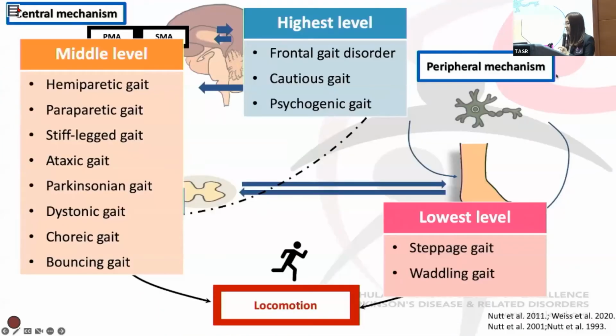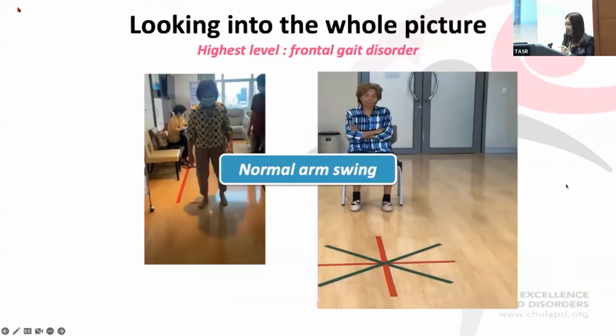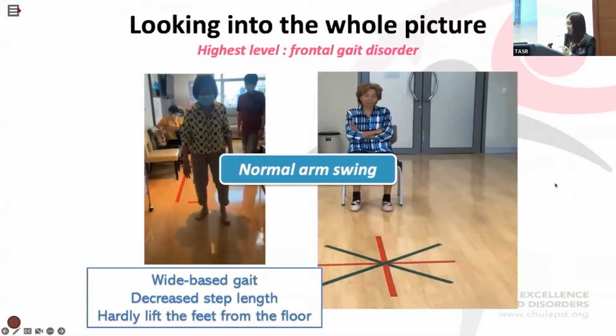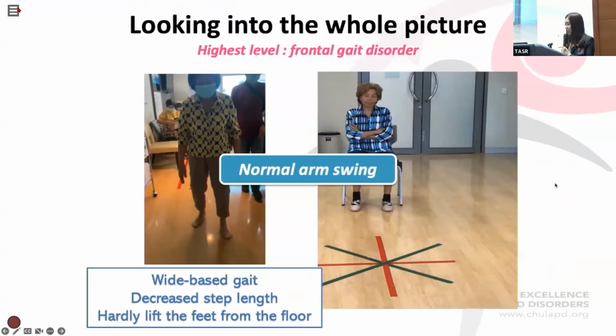So how do we apply the gait examination to the detection of gait abnormalities, as I previously mentioned? This consists of the highest, the middle level, and the lowest gait disorders. Some were previously discussed, but I'll mention the common gait disorders and what we should observe to recognize each type of gait disorder. This is an example of how to put each fragment of observation into the whole picture.